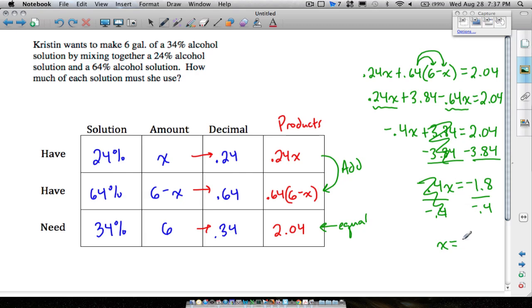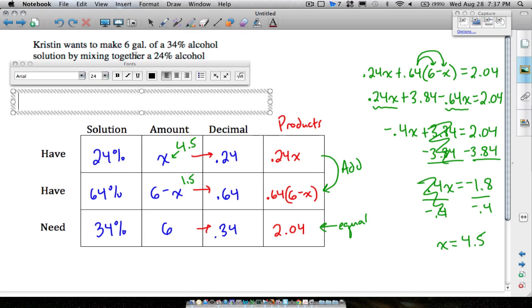4.5. So we need 4.5 gallons of what? Since x equals 4.5, the 4.5 is here. We need 4.5 gallons of the 24% solution. And how do we find this one? Since x is equal to 4.5, if you take 6 minus 4.5, that gives you 1.5. Again, notice these two numbers do add to give us that 6 gallons total.